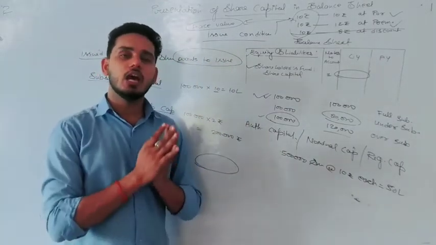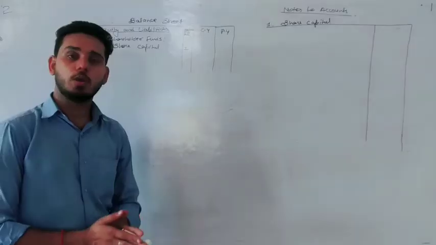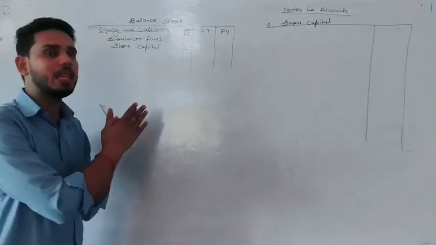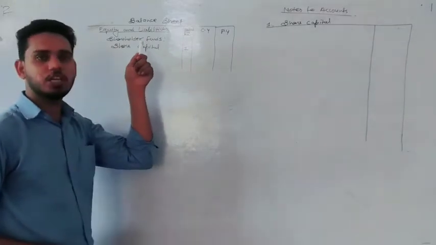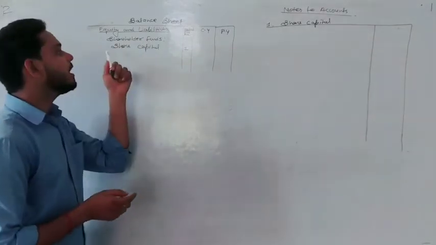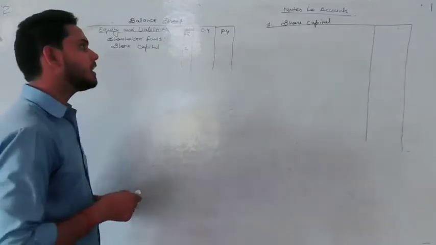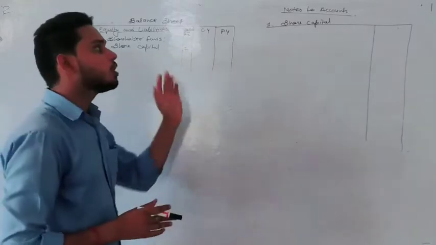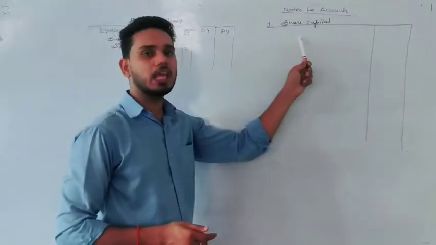Now let's see how we can prepare notes to account of share capital. So you can see on the board I have prepared, firstly, the format of the balance sheet in which I have written equity and liability, in which shareholder fund is the major head, where in share capital we have to write the paid up capital. But how do we get that paid up capital from notes to account number 1? So here I have prepared the notes to account, note number 1, which is share capital.